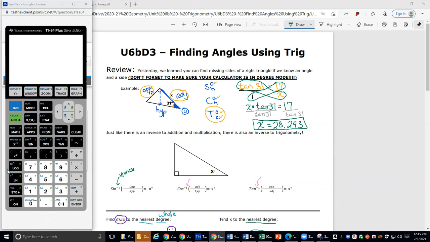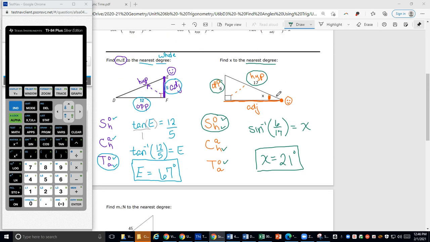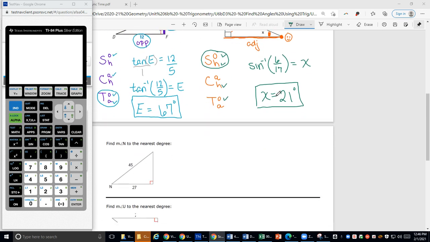Hi, welcome back. In the previous video, we looked at reviewing how to find a missing side using trig ratios and cross multiplying. And then we talked about using the inverse or the opposite of that function to find the angle measure if you know the two sides. We'd use the inverse of sine if we're using opposite with hypotenuse, the inverse of cosine with adjacent and hypotenuse, and the inverse of tangent if we know the opposite and the adjacent side. And then we did a couple of examples. So let's do a few more.